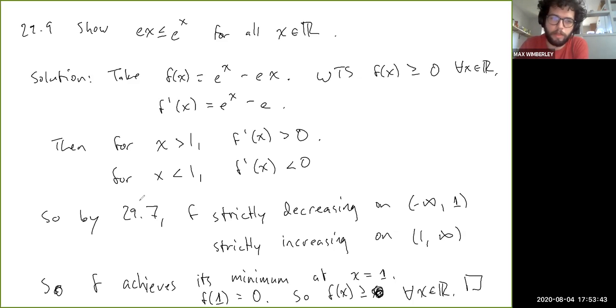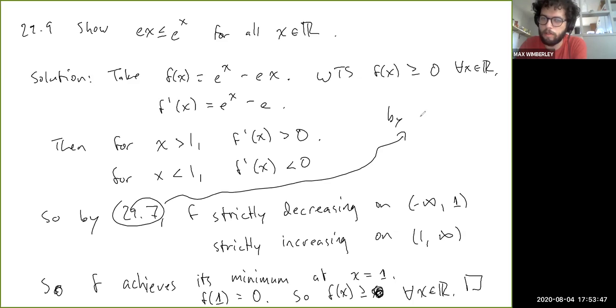So remember that this is ultimately a corollary of the mean value theorem. So this is corollary 29.7, not exercise 29.7. No, the corollary from section 29. This is one of the corollaries of the mean value theorem. So we're implicitly invoking the mean value theorem here, but we already had it bundled up into this nice statement. So are there any questions about that?